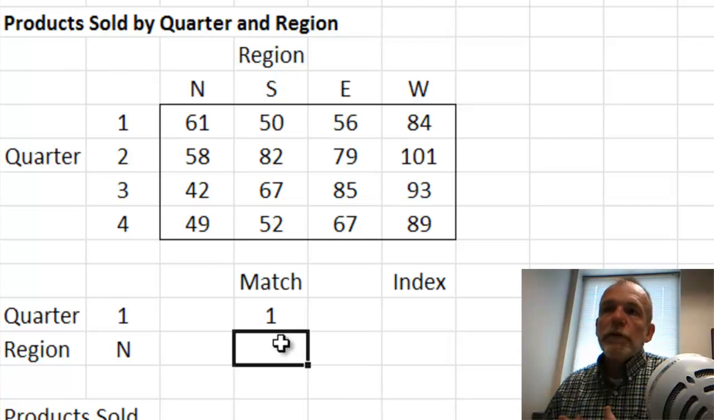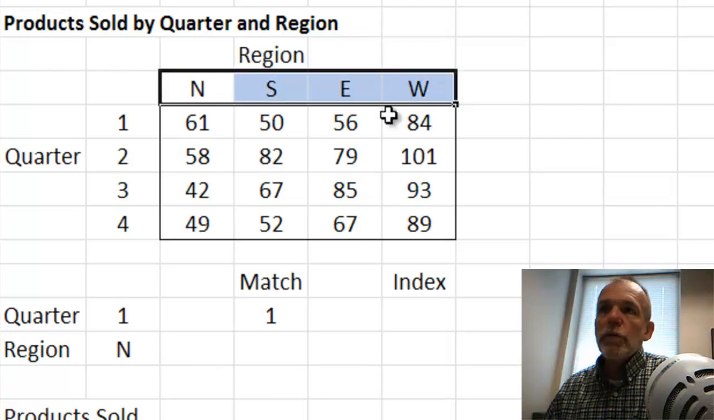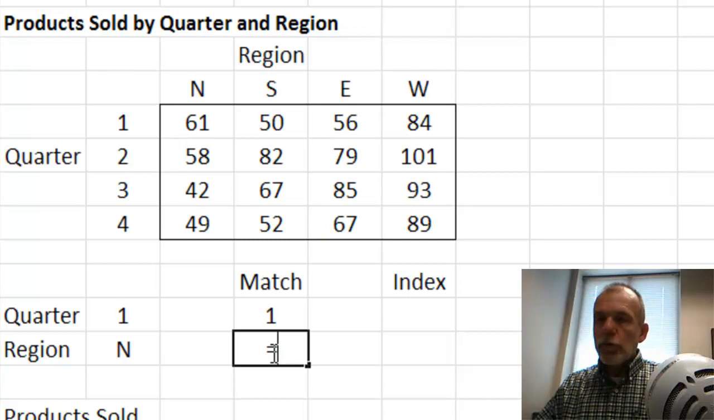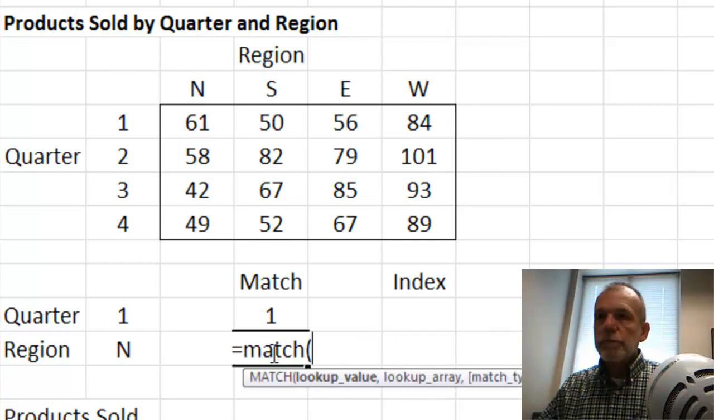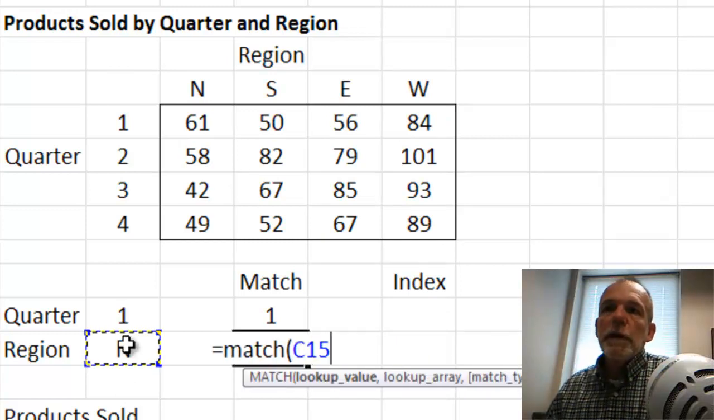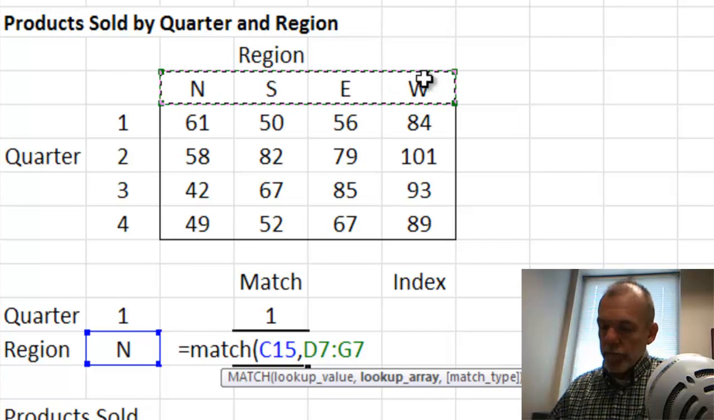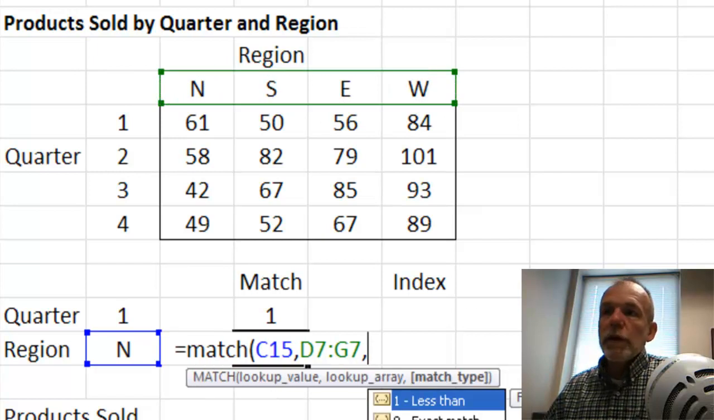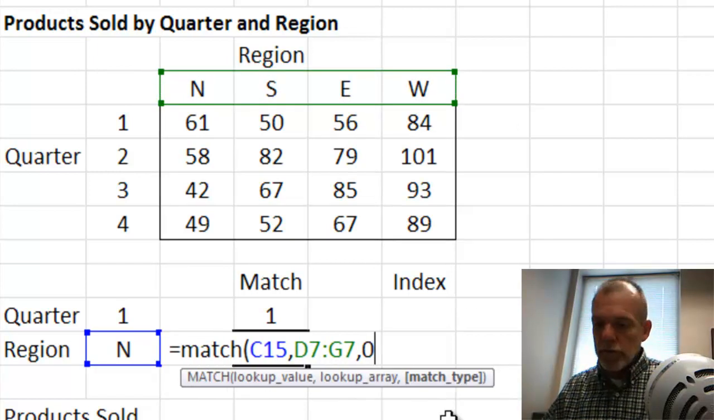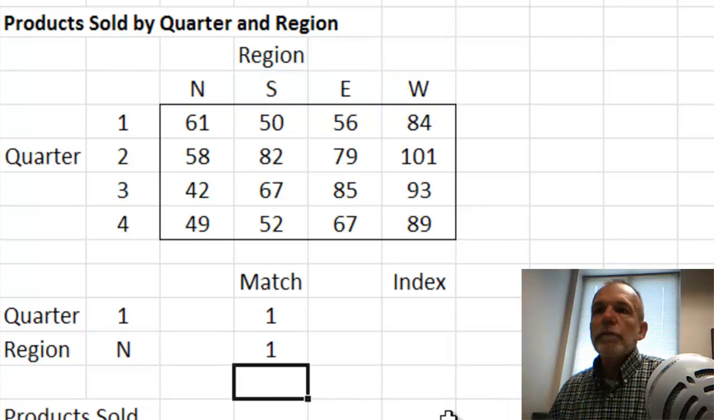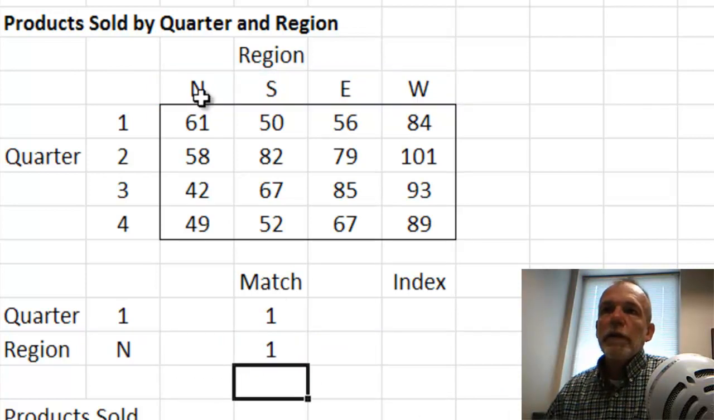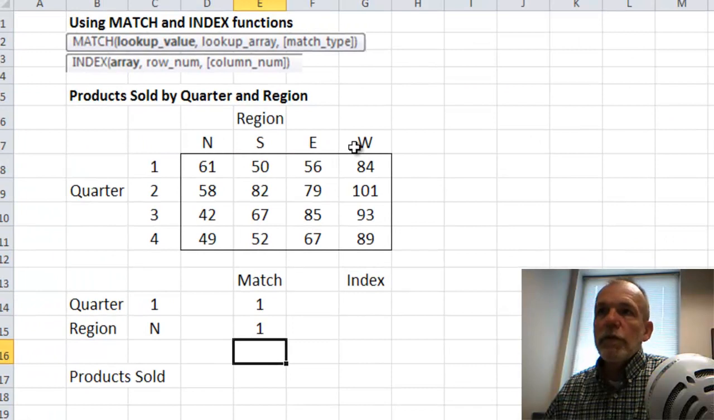In a similar way, we can find a match with the region north within this range. So equals MATCH. This is going to be my lookup value, the N for north region, within this range. And again, I want an exact match. And so that's found in the first position within this array.